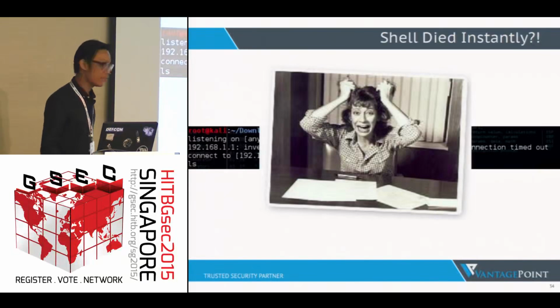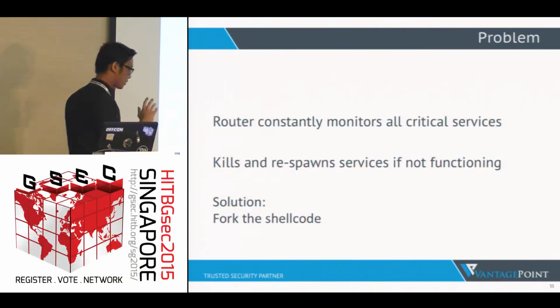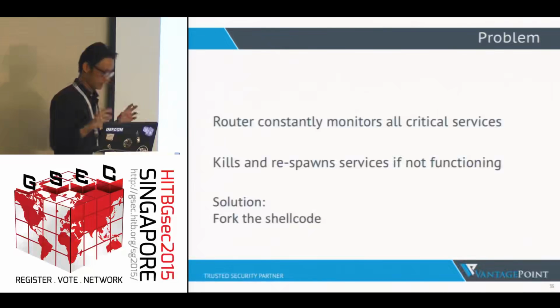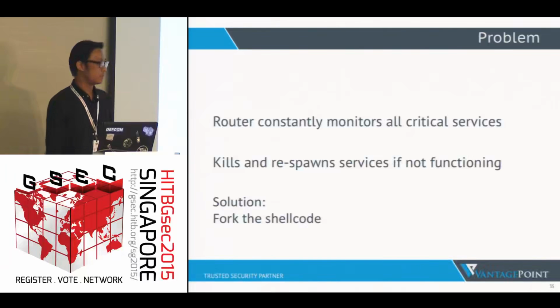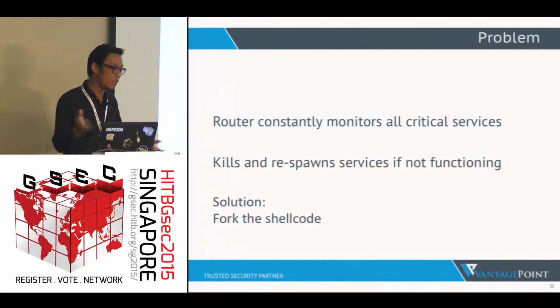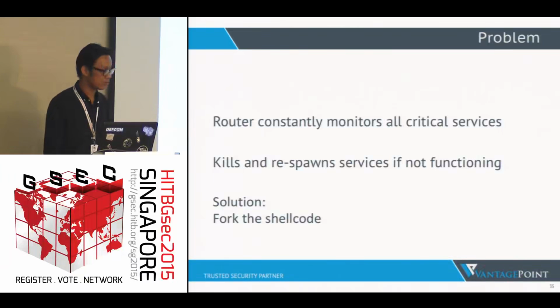And so what I realized is that actually most of these routers have this service that constantly monitors all these critical services. So when a critical service is not functioning properly, for example, if you browse to 192.168.1.1 and you don't see the admin console, then it would kill it and respawn a new process. So that's the reason why the shell popped and died instantly.